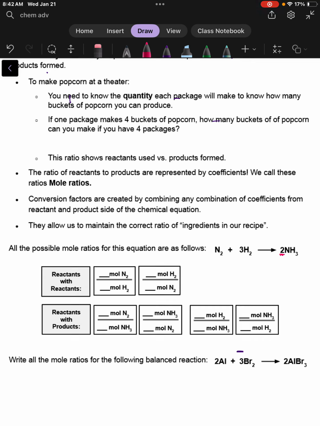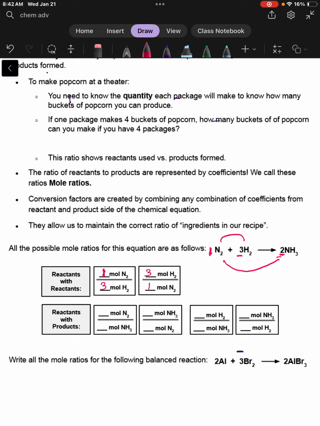Now let's write some mole ratios. Here we already said if there is nothing, that means it is 1, and it is 3 and it is 2. So those are the mole numbers. If you want to write the ratio between nitrogen and hydrogen, 1 mole of nitrogen needs how many moles of hydrogen? 3 moles. Or you can write the opposite based on the question. Sometimes we need to flip the ratio. So if it is 3 moles of hydrogen, that needs 1 mole of nitrogen.